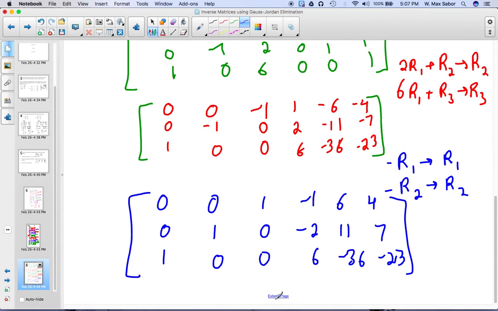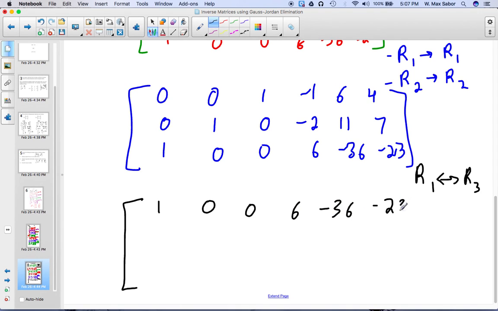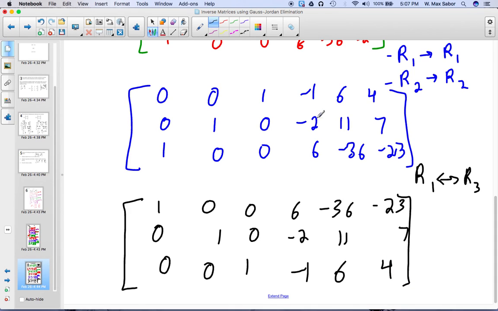And lastly, if we switch the first and third rows, that will make the matrix on the left the identity matrix. So I'm going to write down the third row, then leave the second row the same, and then write down the first row. And that's how we find a matrix inverse.